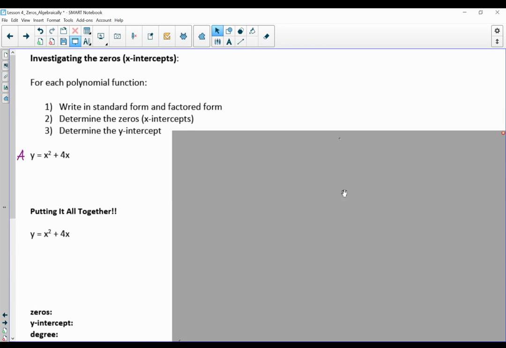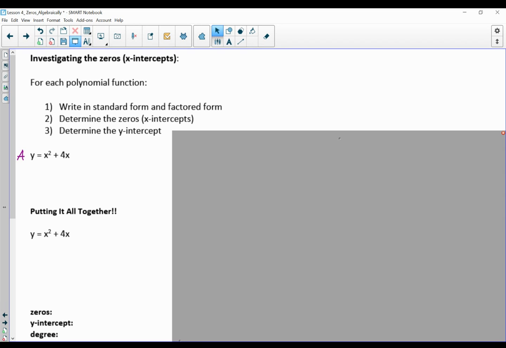So first thing I need to do is write it in standard form. y equals x squared plus 4x. That is in standard form because my highest exponent is 2. So you always go with the highest exponent as your degree, and that's what leads everything else. So it is in standard form, but it's not in factored form. So I need to figure out how to factor this.